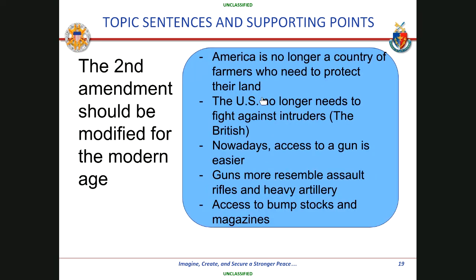Right, so here's what I said as my supporting details, okay? I said, America is no longer a country of farmers who need to protect their land, okay? You're probably reading in your assignment for Michael about how when America first started, everyone was a farmer, and so they needed to protect their land. But that's not the case anymore, okay? Because we have different institutions. The Second Amendment should be modified because the U.S. no longer needs to fight against the British, or other intruders. So we're a stronger country.